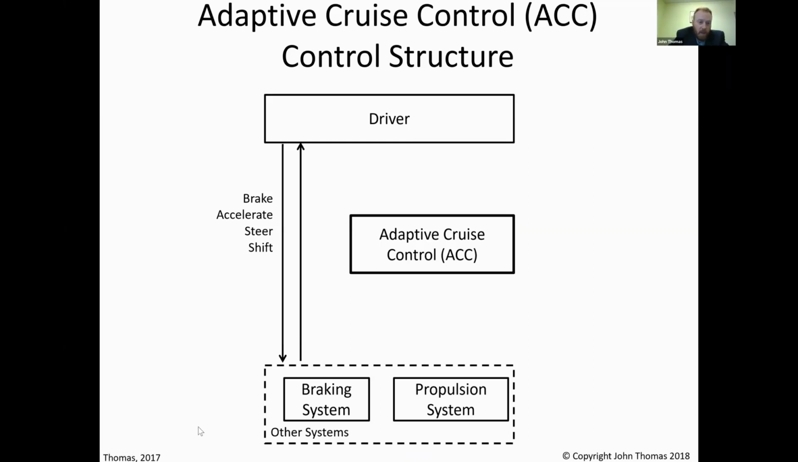Let's pull up the chat window. We'll start bringing some interaction here. We have a driver. All the manual commands are still there. Driver provides brake, accelerate, steer, and shift. And the idea is to add a computer in the middle, an adaptive cruise control module. What kind of commands do you think the adaptive cruise control module might send down to the braking system, propulsion system, or something else? Type your answer in the chat window.